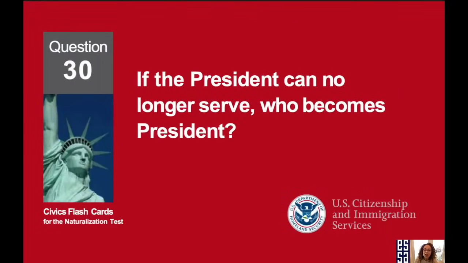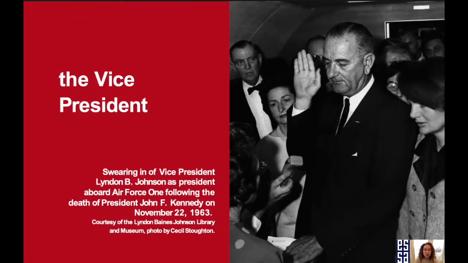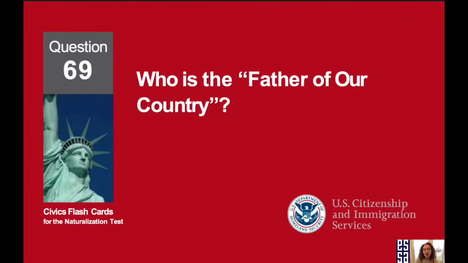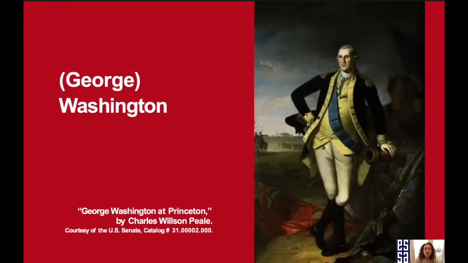If the president can no longer serve, who becomes president? The vice president. Who is the father of our country? George Washington.